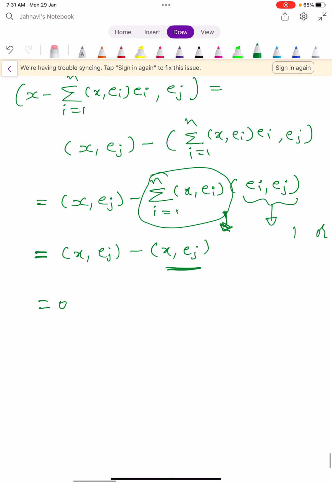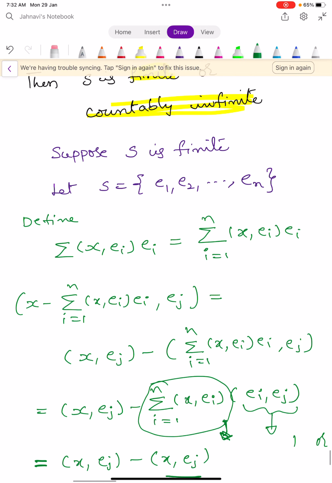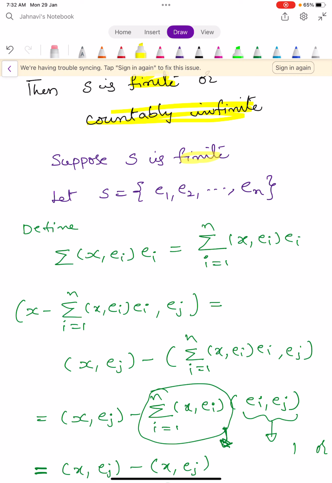So here you get inner product of x minus summation over i equals 1 to n x comma ei into ei, comma ej, is equal to 0. So it means x minus summation over i equals 1 to n inner product of x comma ei into ei is perpendicular to ej. This is the required condition. So whenever S is finite, our theorem is proved.